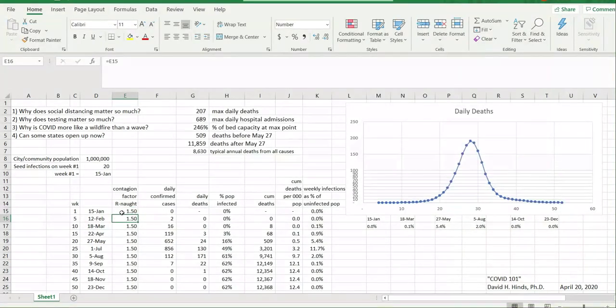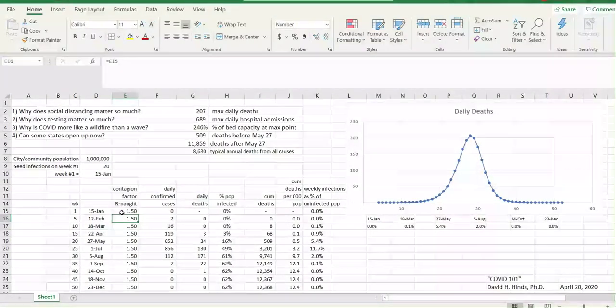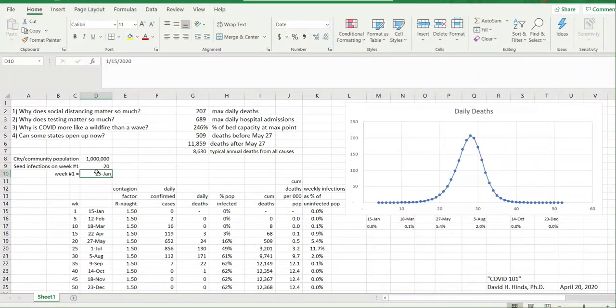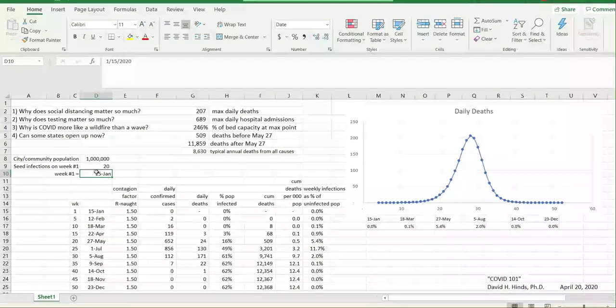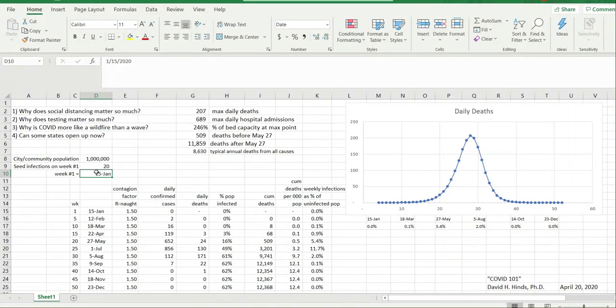Put it back to 1.5. So being less dense, it does reduce the surge somewhat, but it's still a bad surge and it delays it. And what if you say, well, yeah, but it started on the coast and it didn't hit us till mid-March. We didn't get our first cases.